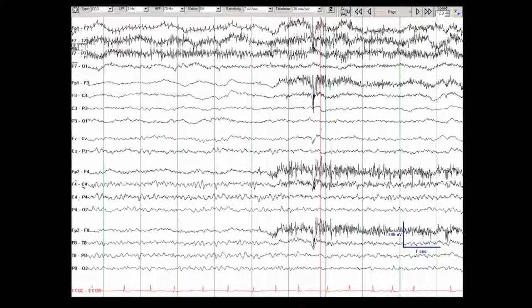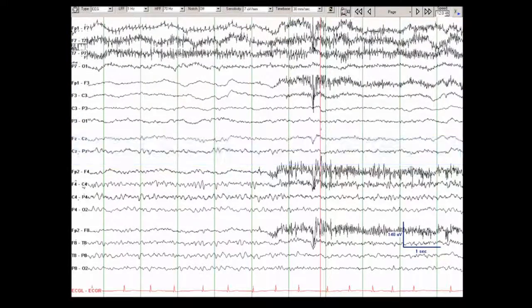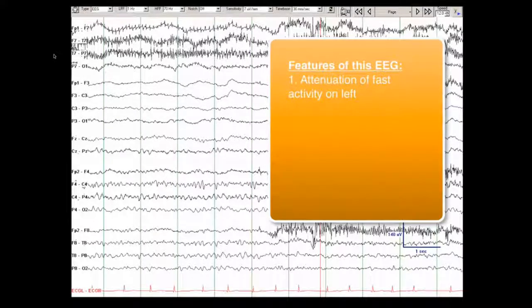Again, the organization here is left hemisphere on the top, midline in the middle, and right hemisphere on the bottom. Comparing left to right, second by second, we can see that there is a significant difference between the left hemisphere and the right. Whereas there is both theta and alpha activity in the right hemisphere, we do not really see very much alpha activity on the left. This suggests that there is some attenuation of faster activity.